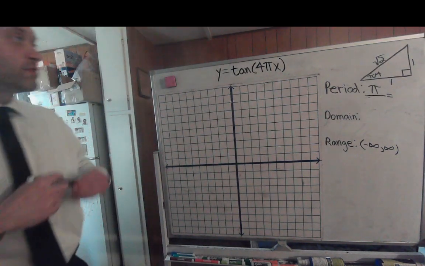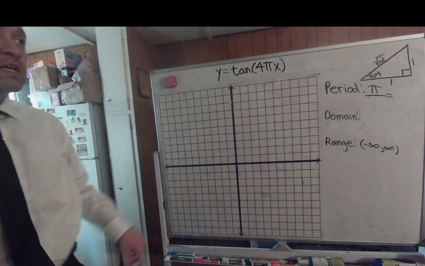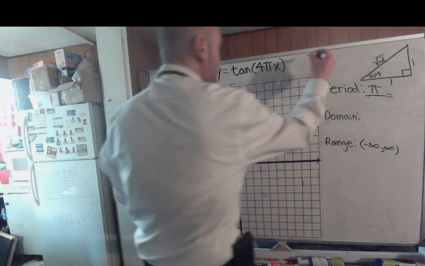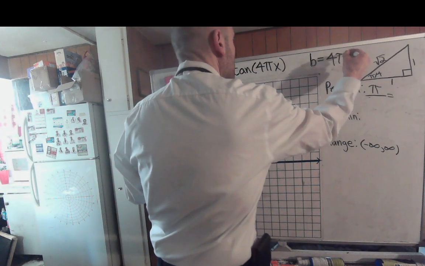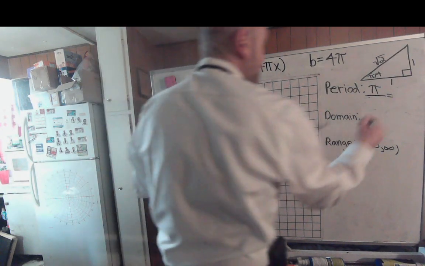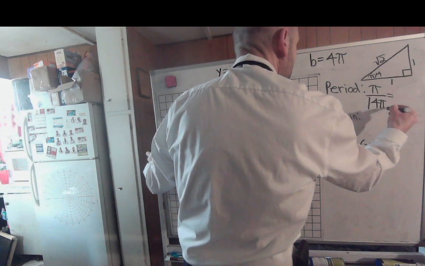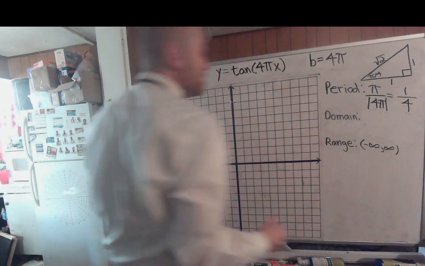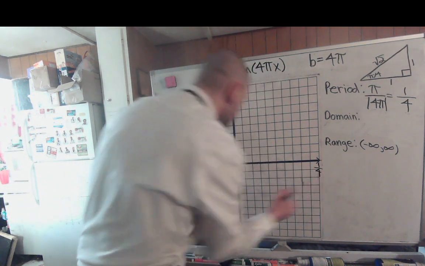Alright, so we are given y equals the tangent of 4 pi x. So what is our b? What is our coefficient on the x? It's 4 pi, right? b equals 4 pi. So that means to find my period, I'll take pi over the absolute value of 4 pi, which would just give me a period of 1/4. So I have a period of 1/4. So let's plot those points.